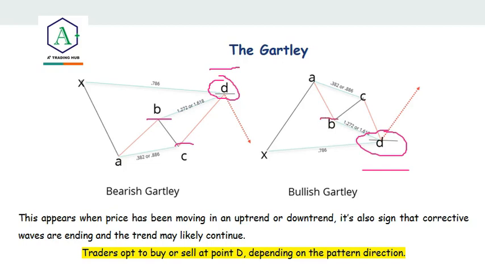Your first target should be at the B point and your last target should be at the C point. So that is how you trade the Gartleys, either the bearish Gartley or the bullish Gartley. Don't forget, your entry is always at the D point.